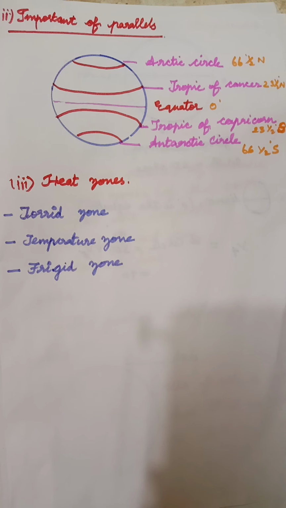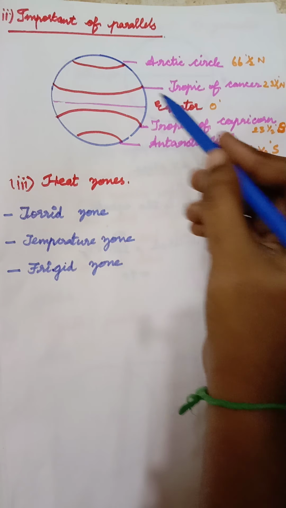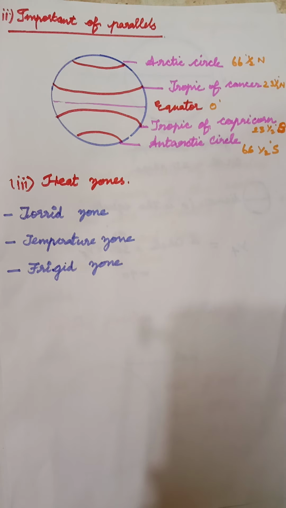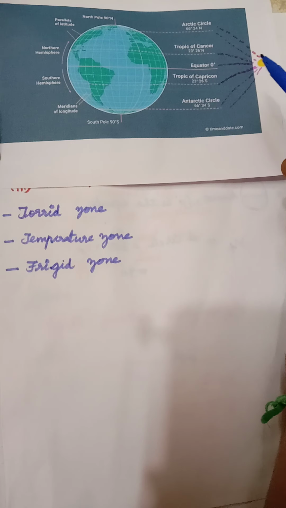The third topic is heat zones. Using this importance of the parallels only, I am going to explain this diagram. There are 3 heat zones: the torrid zone, the temperate zone, and the frigid zone. Let me show the picture of the heat zones. Children, see, these are the heat zone pictures and the importance of the parallels pictures also. See, I have drawn the sun.